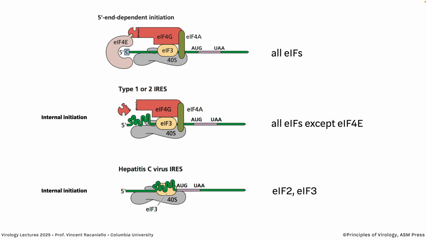Now, there's another twist for many viruses, in that the actual mechanism of initiation can vary. Here we have the canonical initiation, which I've just showed you, which happens for cell mRNAs and many viral mRNAs as well. It's 5' end dependent, where the 4E binds the cap, and then 4E recruits all these other proteins, eventually the 40S subunit.